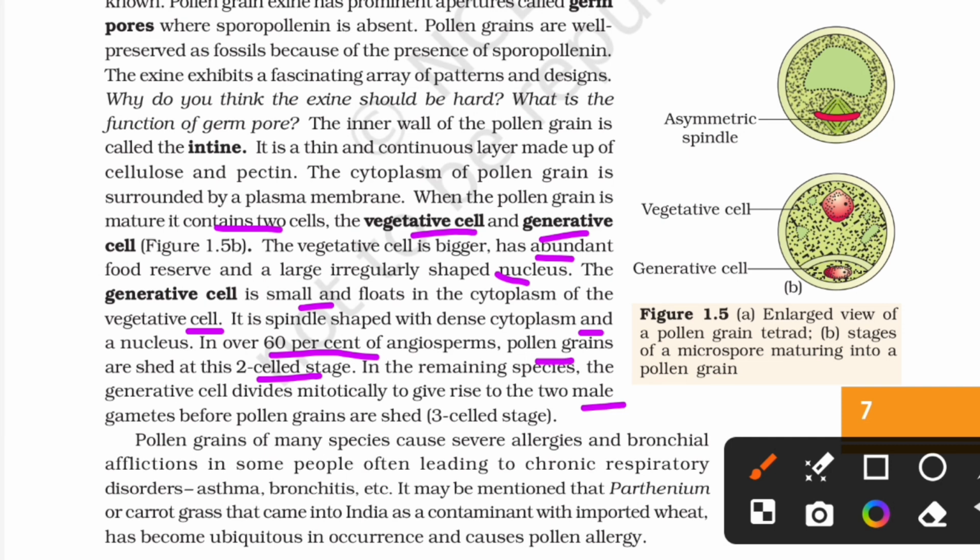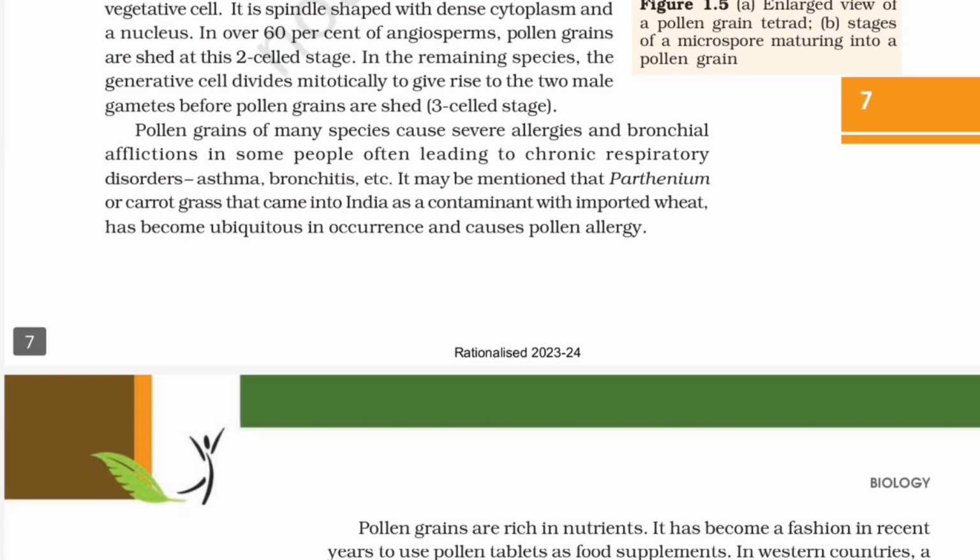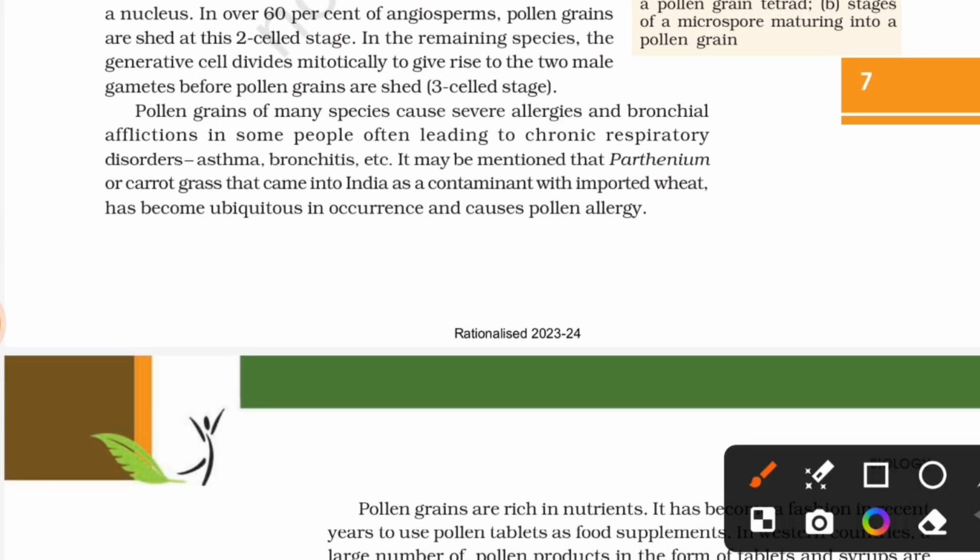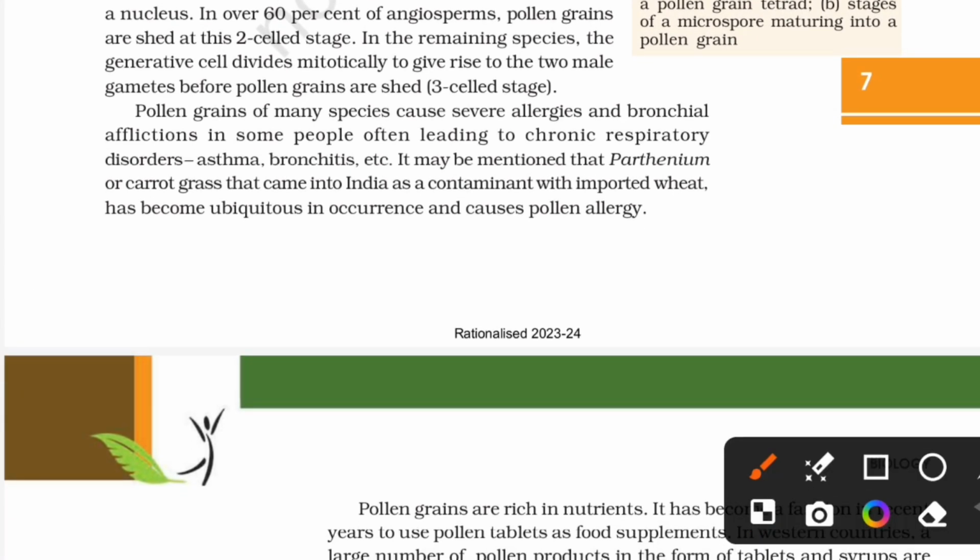Pollen grains of many species cause severe allergies and bronchial afflictions in some people, often leading to chronic respiratory disorders like asthma, bronchitis, etc. It may be mentioned that Parthenium or carrot grass, which came into India as a contaminant with imported wheat, has become ubiquitous in occurrence and causes pollen allergy.